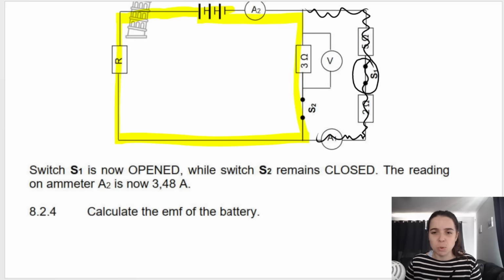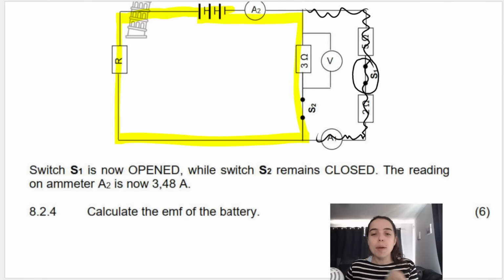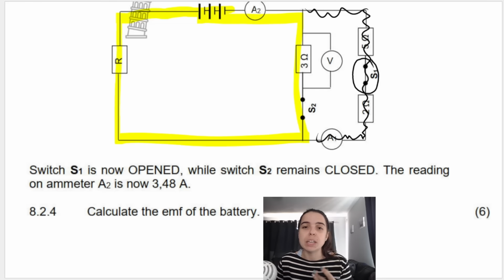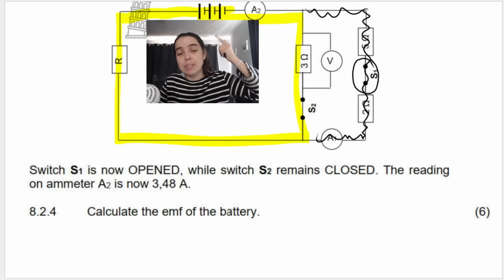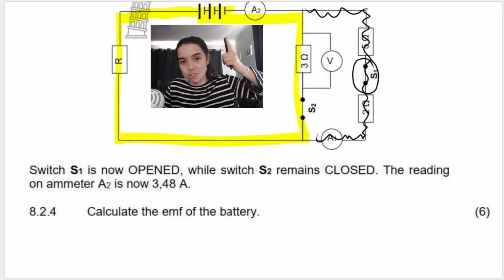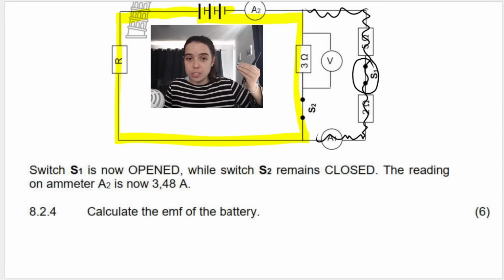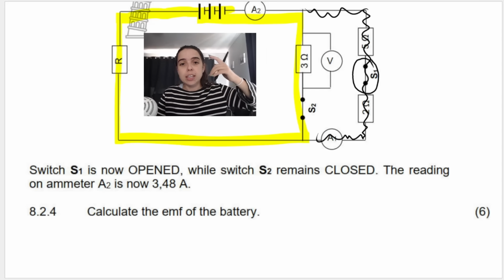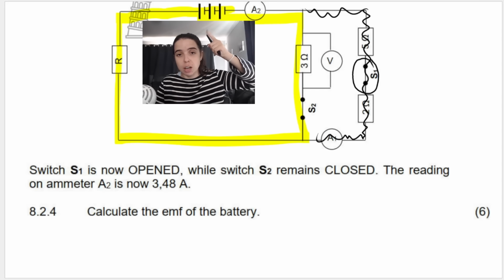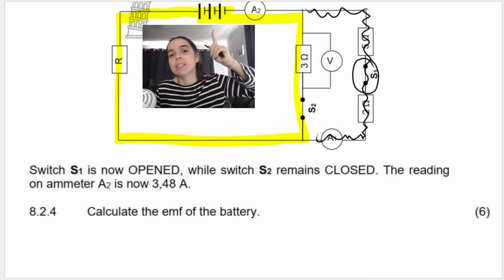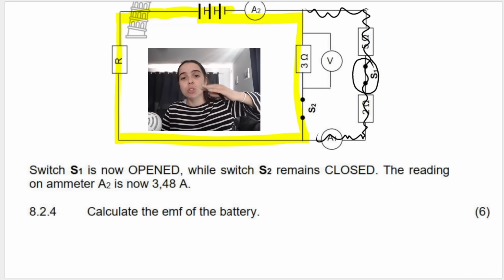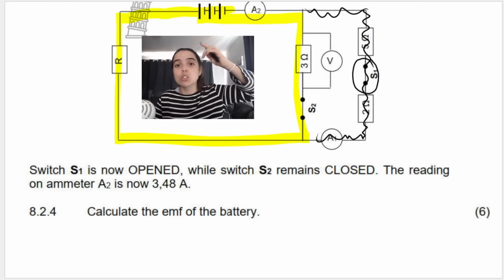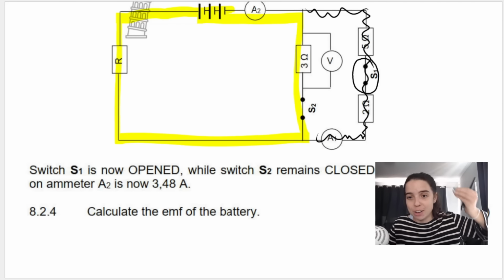But what do they mean then when they say EMF of the battery? Remember, the EMF of the battery can also be known, or you can also think of EMF of the battery as basically the voltage across the battery, the potential difference across the battery. Because there's no internal resistance in the battery, the EMF of the battery's voltmeter, if there were a voltmeter attached across the battery, it would read the EMF whether both switches are open or closed, basically. It's a total voltage across the battery.